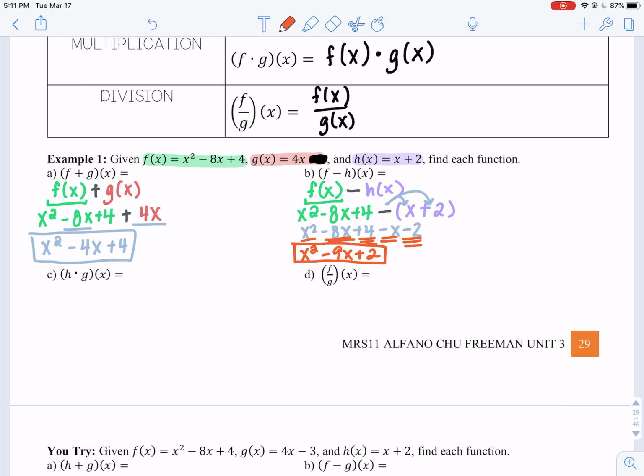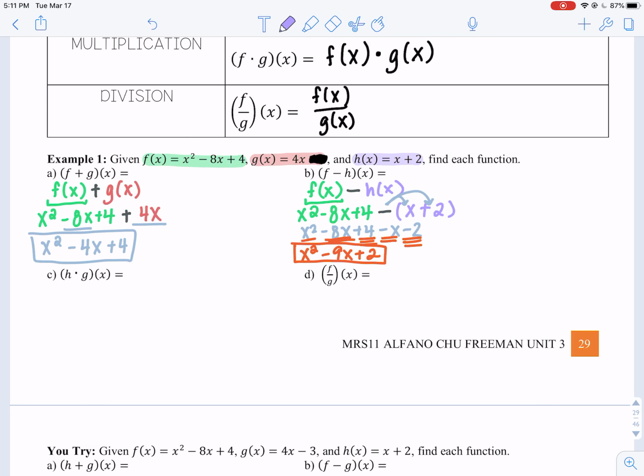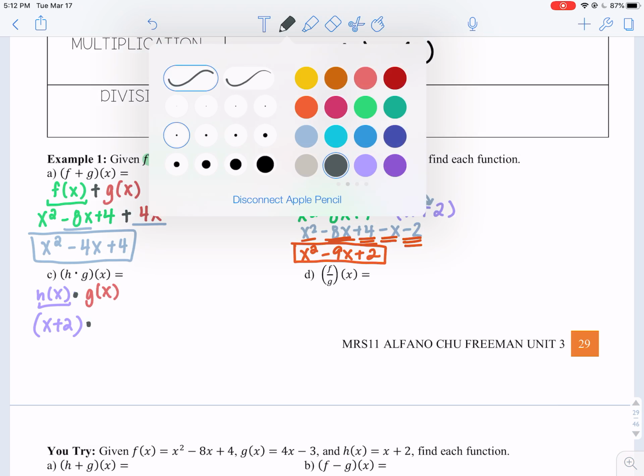Okay, almost there. Next one is h times g of x. So that's just going to be h of x, and we are multiplying by g of x. All right, well, h of x is x plus 2. And we are going to multiply that with g of x, which is just 4x.